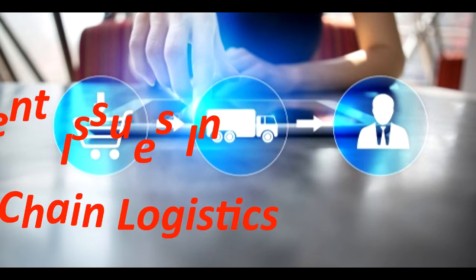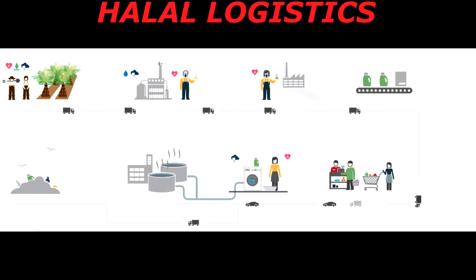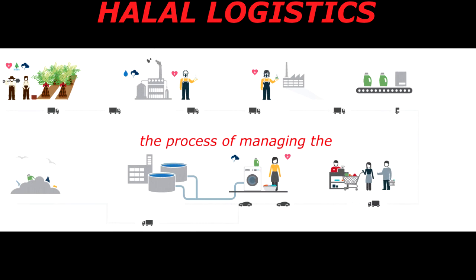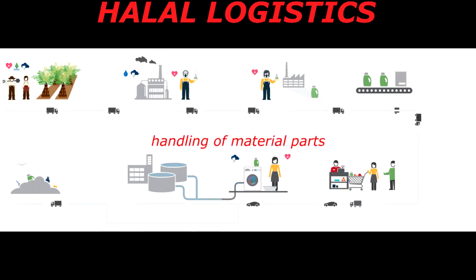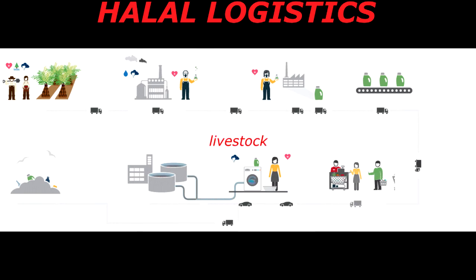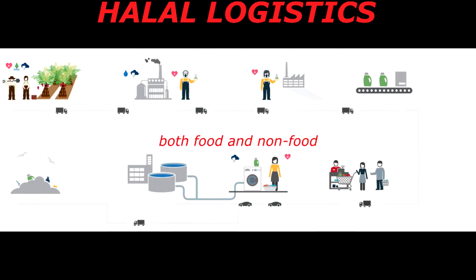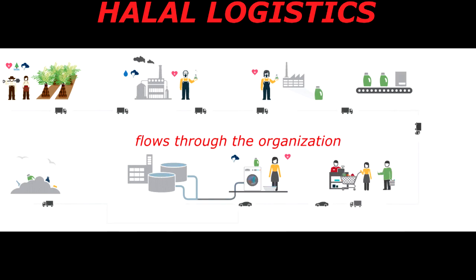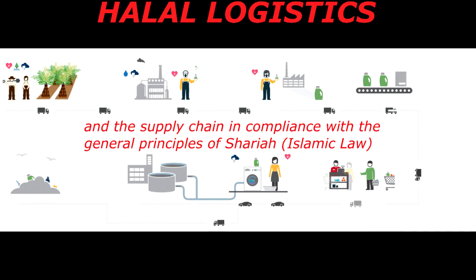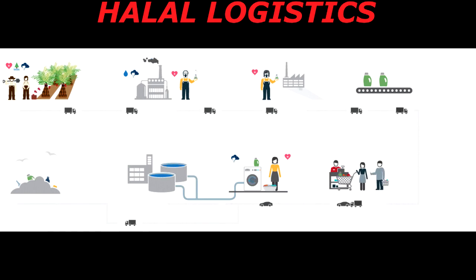Current issues in supply chain logistics. Halal logistics is defined as the process of managing the procurement, movement, storage, and handling of materials, parts, livestock, semi-finished or finished inventory, both food and non-food, and related information and documentation flow through the organization and the supply chain in compliance with the general principle of Sharia Islamic law.